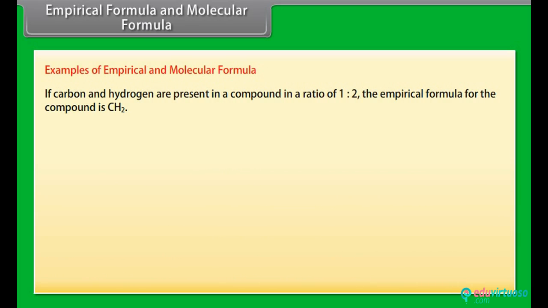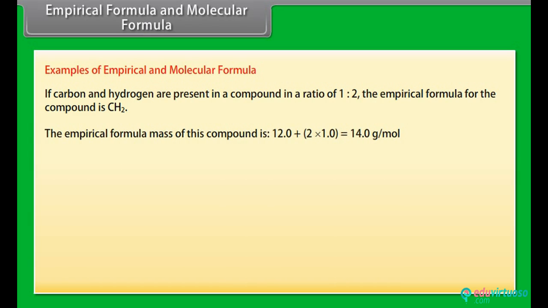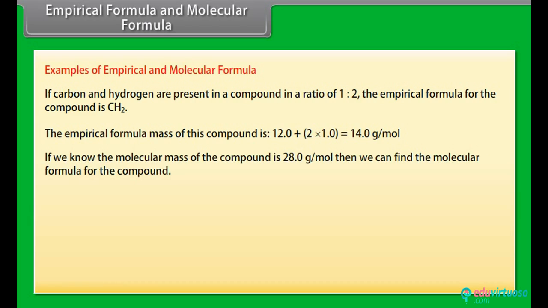Examples of empirical and molecular formula. If carbon and hydrogen are present in a compound in a ratio of 1:2, the empirical formula for the compound is CH2. The empirical formula mass of this compound is 12.0 plus 2 into 1.0, which is equal to 14.0 g per mole. If we know the molecular mass of the compound is 28.0 g per mole, then we can find the molecular formula for the compound.